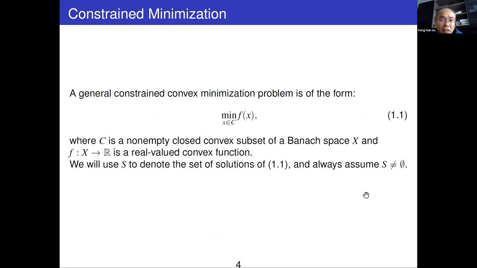I'm going to minimize the function f of x over a set C. C is a non-empty closed convex subset of a Banach space. I consider Banach space. Now f is of course a real valued function, and basically it is convex. I only talk about one situation where f is not necessarily convex. I'm going to use the capital S to denote the set of solutions of problem 1.1, and I always assume S is not empty.